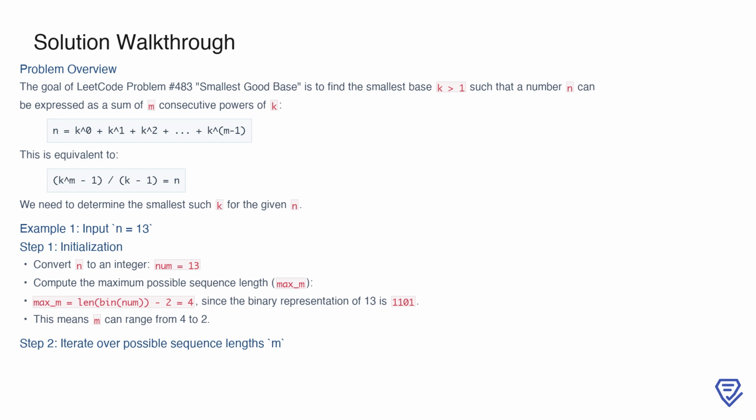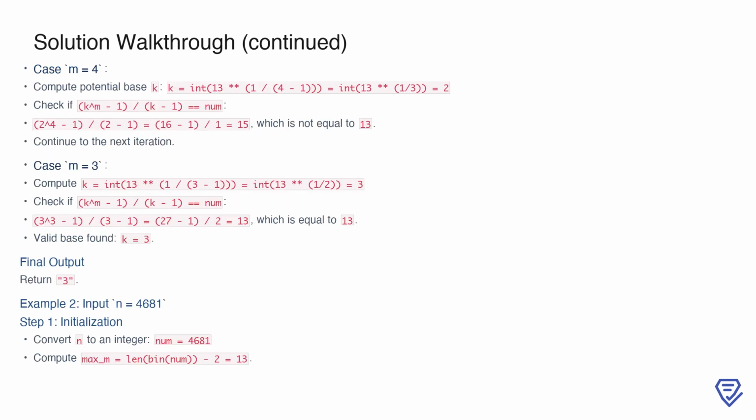For example, if n equals 13, we start by converting it to an integer and calculating the maximum possible sequence length, max_m, which is determined by the binary representation of n. Here, the binary form of 13 is 1101, so max_m is 4, meaning we will test values of m from 4 down to 2. Next, we iterate over these possible values of m to check if a valid base k can satisfy the equation for n. Now, for the first example with n equals 13, we begin with m equals 4. Using the formula for k, we calculate it as int(13^(1/(4-1))), which gives k equals 2.